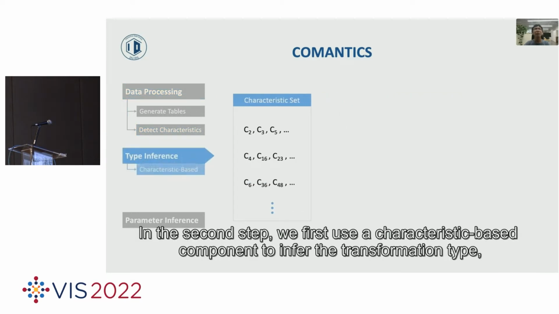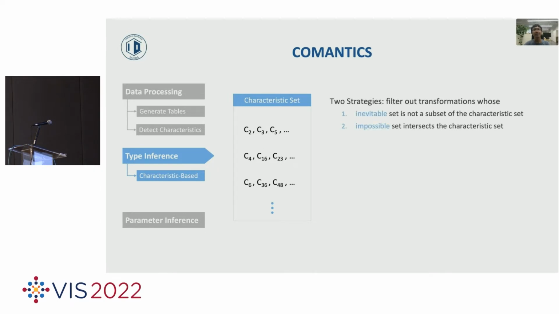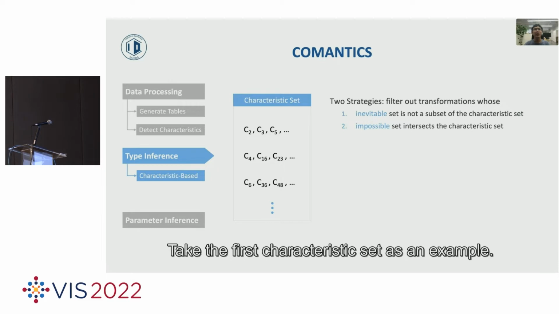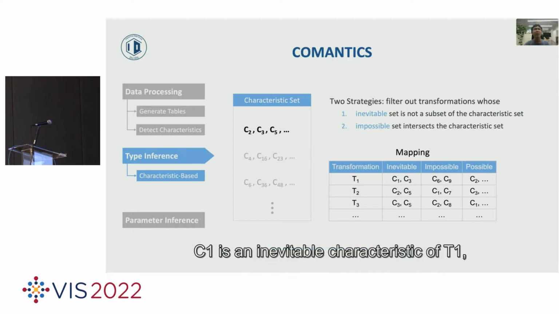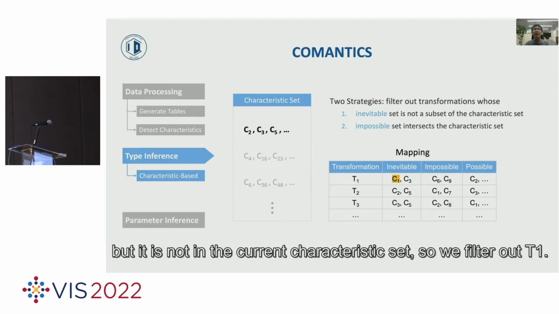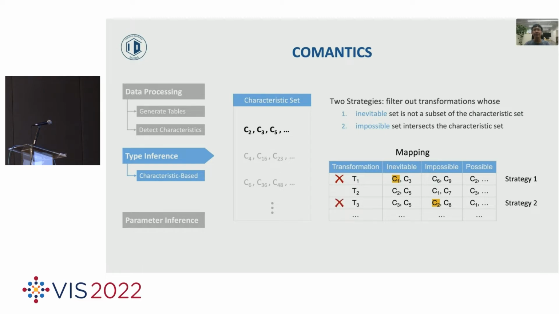In the second step, we first use a characteristics-based component to infer the transformation type, which involves 2 strategies. Take the first characteristics set as an example. C1 is an inevitable characteristic of T1, but it is not in the current characteristics set, so we filter out T1. As for T3, C2 is impossible but in the set, so we exclude T3.